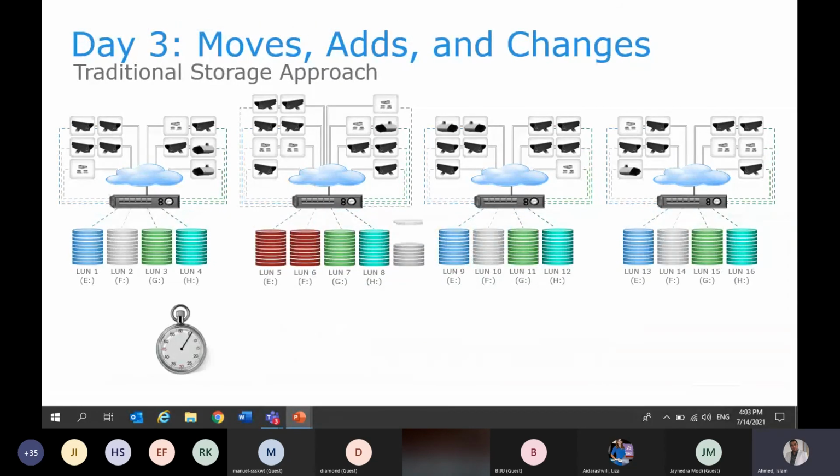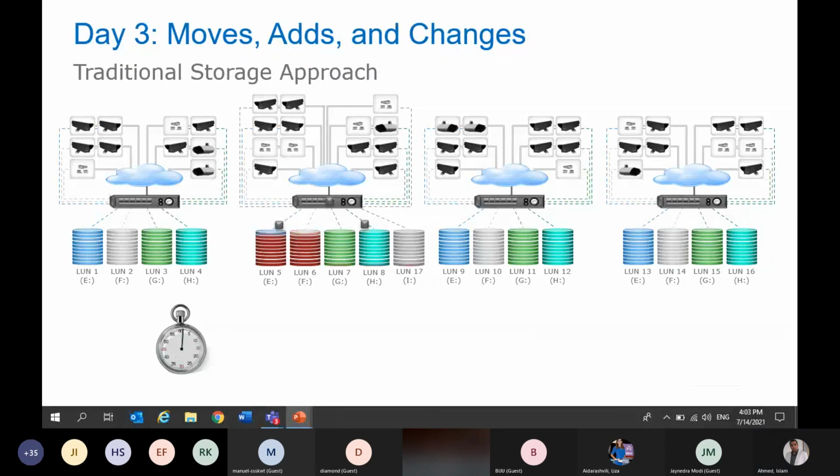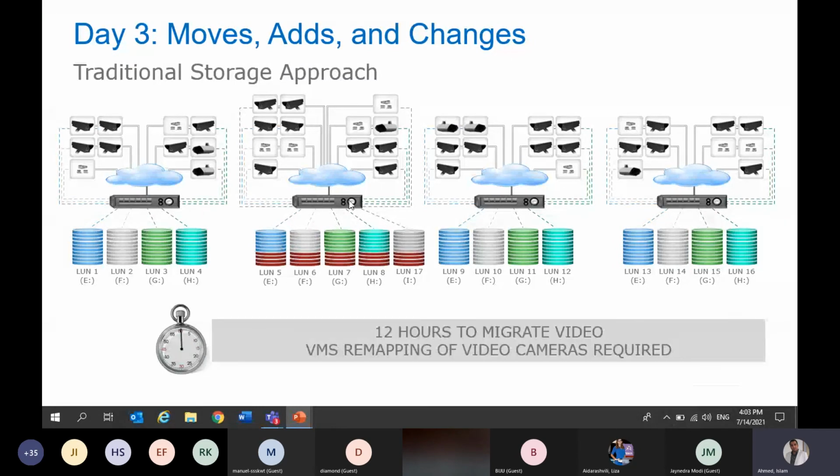What if I move, add, or change something in the system? In the case of traditional storage, you need at least 2 hours to add a new volume. And then you need even more hours to migrate the videos from the crowded volume to the new volume. So you need at least 12 hours to migrate the videos and do remapping for the video cameras.